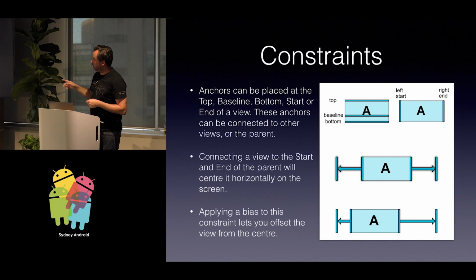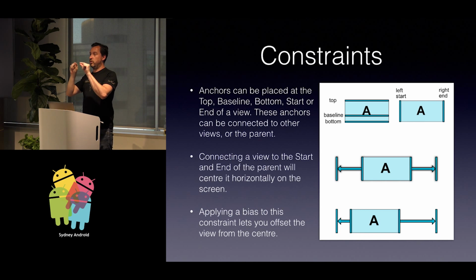So as I mentioned before, you can constrain views based on the top and the bottom and the baseline, which is the first kind of image there, or the start and the end. So you can anchor views in the visual layout editor by dragging a little squiggly line from one edge to the other, and it will draw the constraint. In the second image down here, you can see that we've constrained a view to the parent.